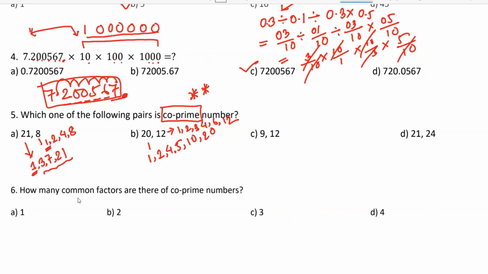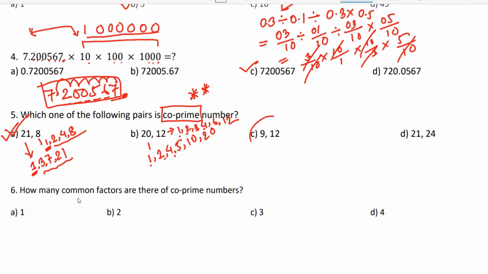There are no common factors except 1. But there is a common factor 2 and 4, and there are three common factors 1, 2, and 4. But we know co-prime numbers mean there is no common factor except 1. So only the numbers 21 and 8 are co-prime because there are no common factors between the two numbers except 1. So co-prime numbers mean a pair of numbers where there is no common factor except 1.